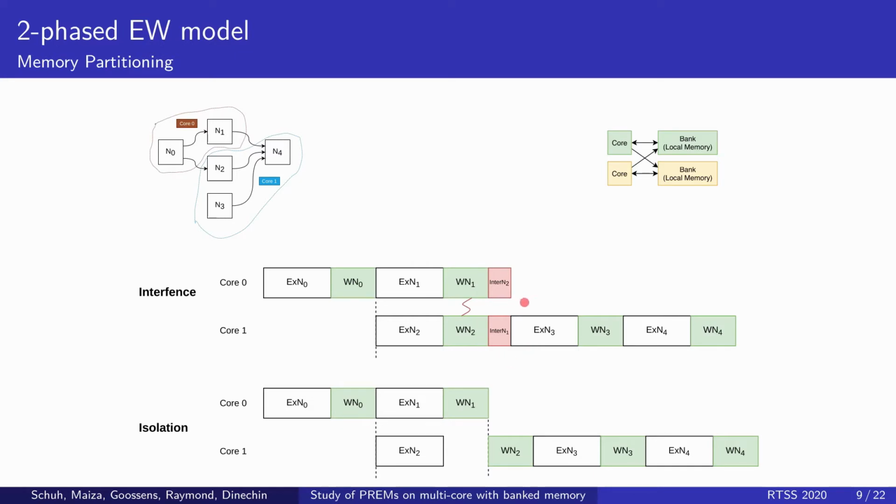When we want to run them in isolation, we actually delay the start of the write phase of the task N2 up until the end of the write phase of the task N1. So we don't execute them in parallel and we avoid any possible interference.